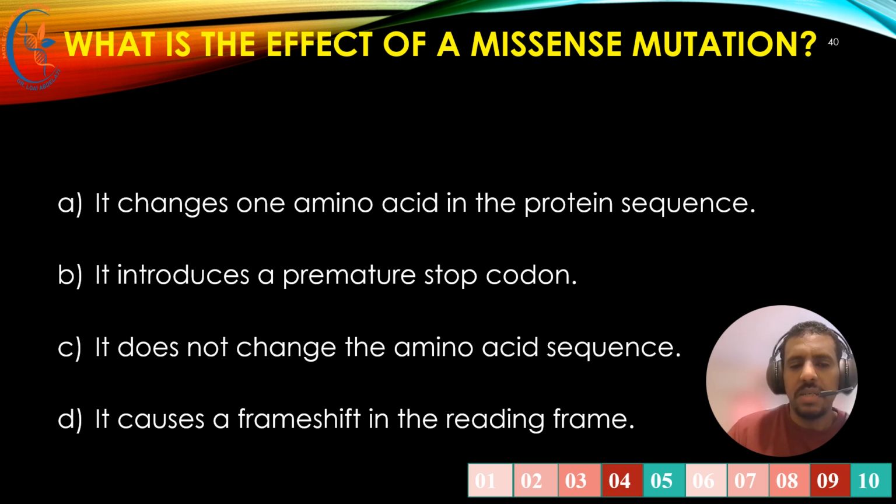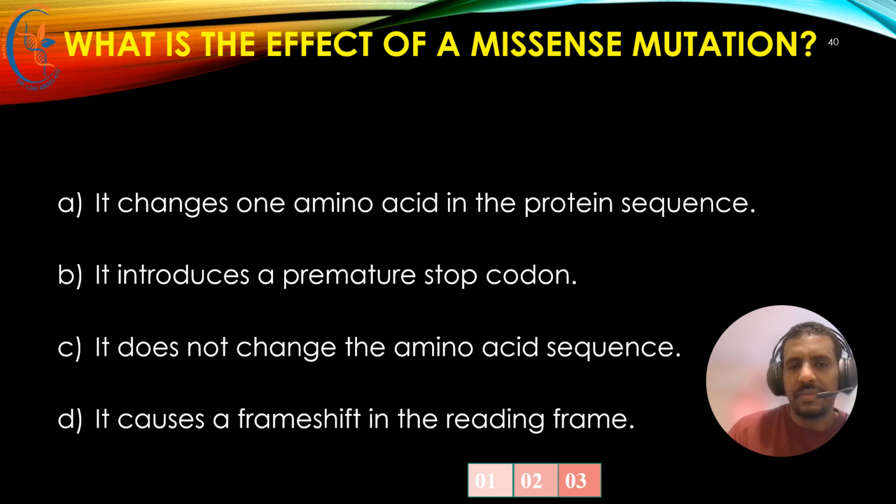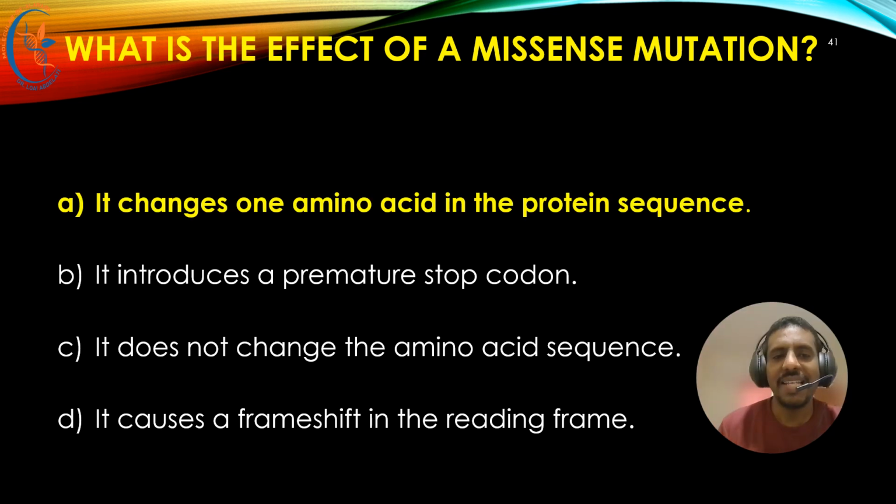The question here is, what is the effect of a missense mutation? 10 seconds. As I said earlier, missense mutation results in substitution of one amino acid for another in the protein sequence, which can affect the protein function depending on the location and nature of the substitution. So the correct answer here is it changes one amino acid in the protein sequence.